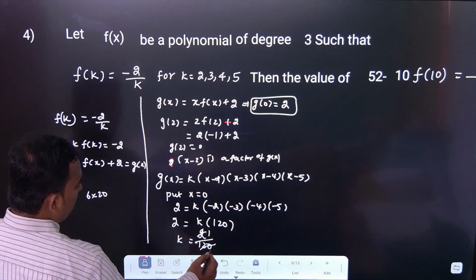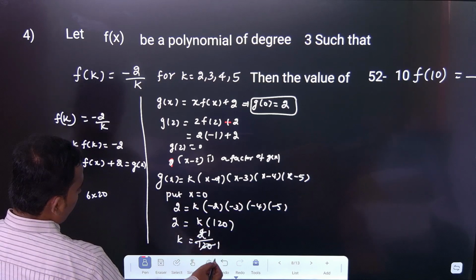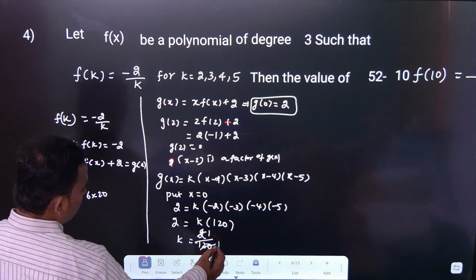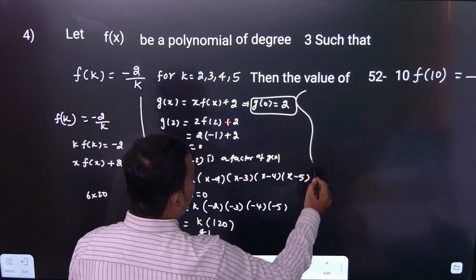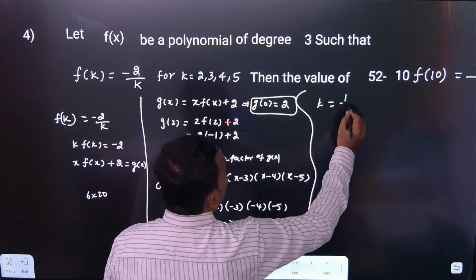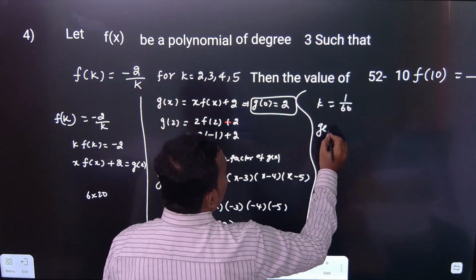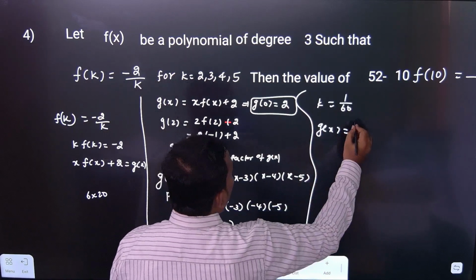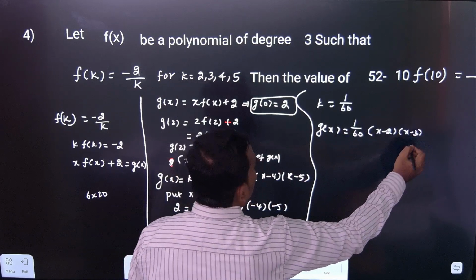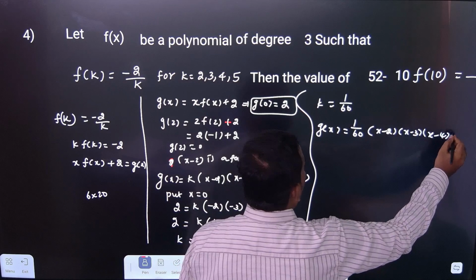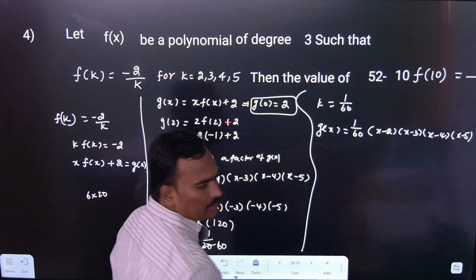This is 1 times, how many times is it possible? 60 times possible, right? Yes. Therefore, we got the k value. k is equal to 1 by 60. Therefore, g of x, how to write? 1 by 60 into (x minus 2)(x minus 3)(x minus 4)(x minus 5). This is your g of x.